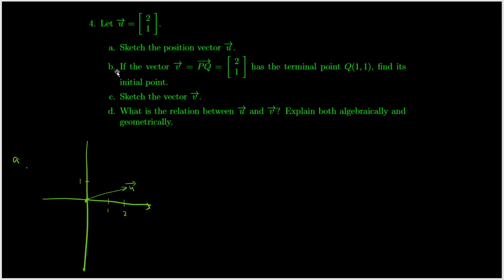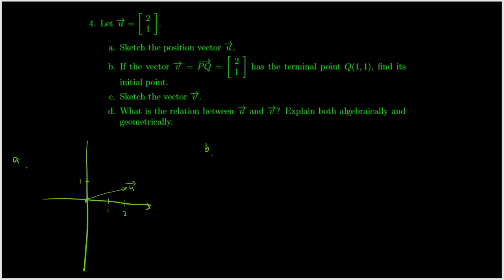Okay, now look at B. In question B, I give you the terminal point and the components of V. We're looking for the initial point. Of course, you can guess. It's not hard to guess at all. But I will show you a proper way to do question B.